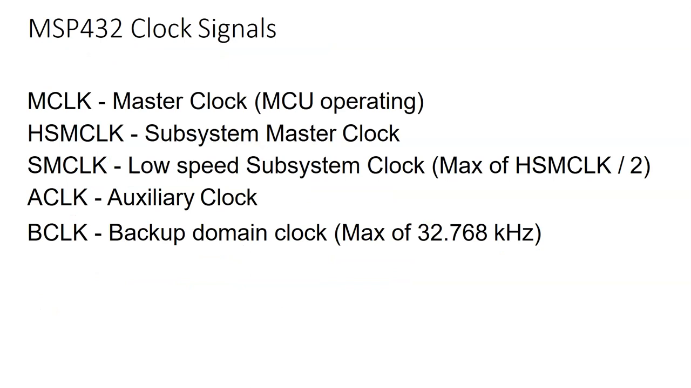The clock signals, which are connected to different subsystems within the microcontroller, including the processor itself, that ARM processor, look like this. The master clock, or the MCLK, is the clock that's connected to the processor. There are also other clocks which can be configured to connect to different peripherals on the chip, such as the ADC and the timer. These include the auxiliary clock, ACLK, which is the usual source for this, as well as the subsystem master clock, SMCLK, and HSMCLK, which are typically higher frequencies to connect to higher speed peripherals on the chip.